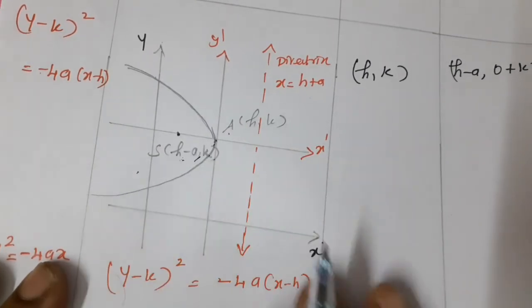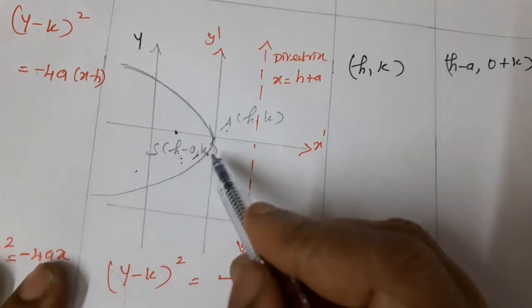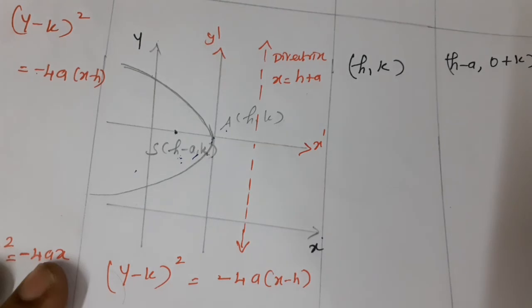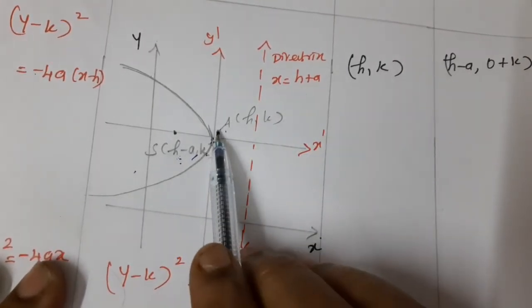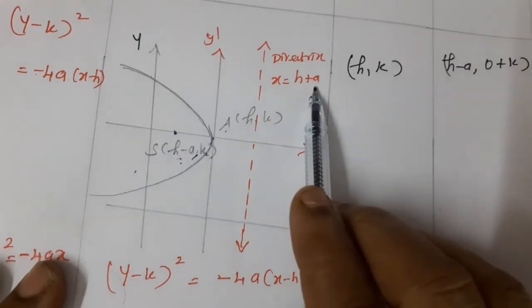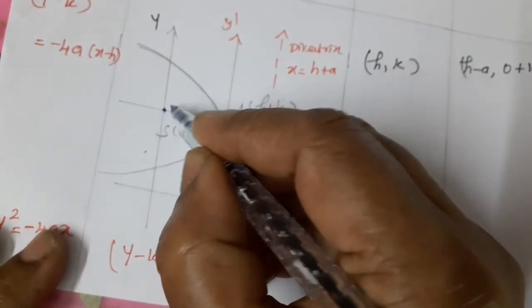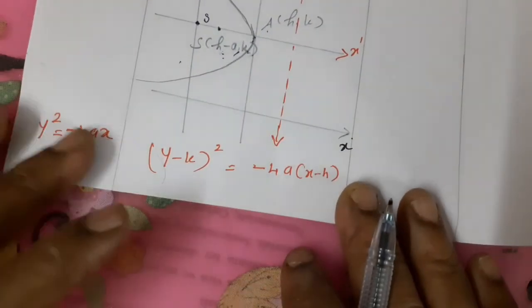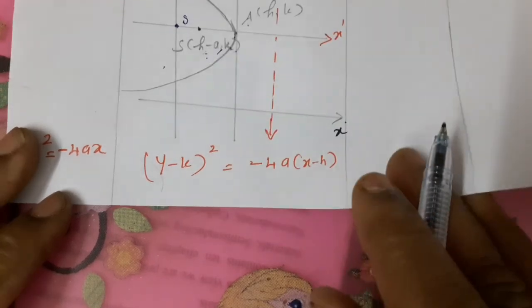Similarly, for the graphical notation, keep in mind this is x and this is y. The focus is (h − a, k). Opposite to the focus is the directrix, x = h + a. We have the vertex, the focus, the directrix, and the line passing through the focus, which is the latus rectum. The equation of the graph is (y − k)² = −4a(x − h).